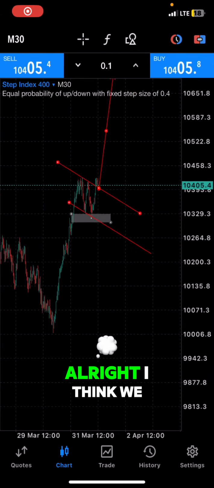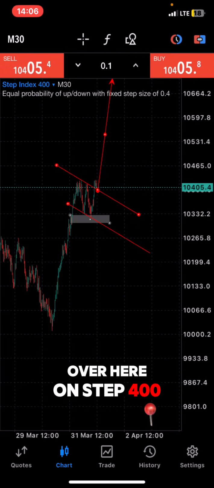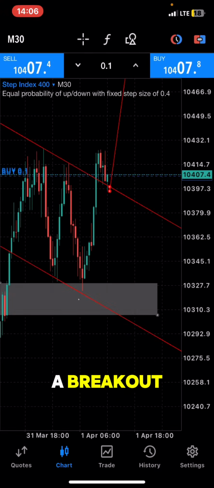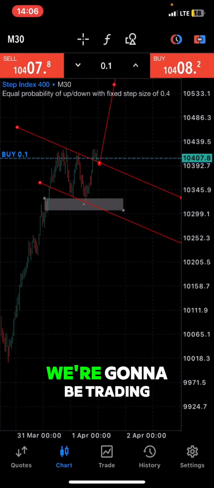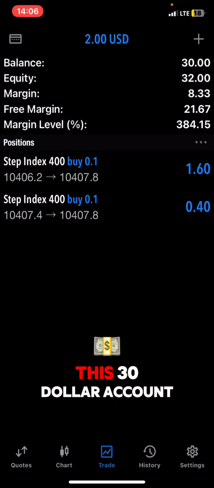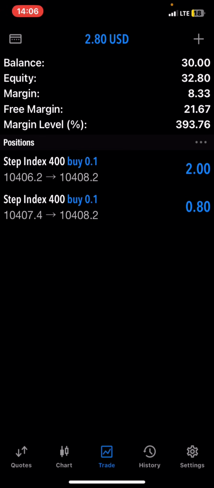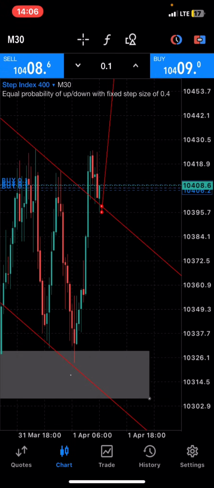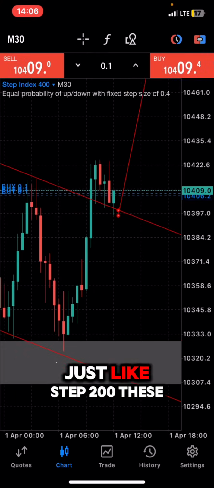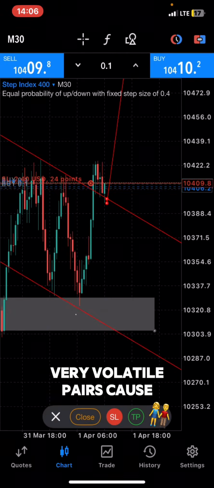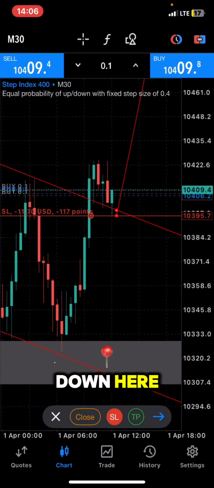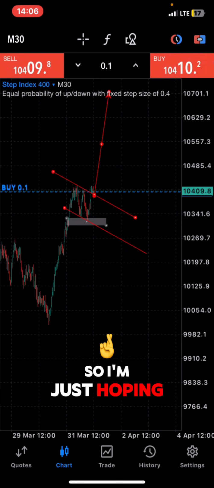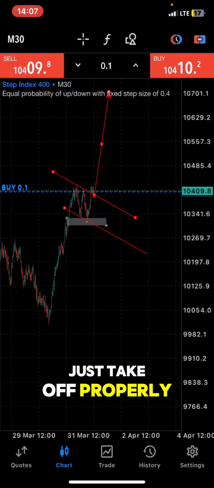All right. I think we have our next trade over here on Step 400. We have a nice bullish flag. It gave us a breakout. Gave us a retest. We're going to be trading this $30 account, trying to see if we can get something valid from this. Just like Step 200, these are very volatile pairs, because if you can see, by the time it gets down here, it would have already blown. So I'm just hoping that this trade can just take off properly.